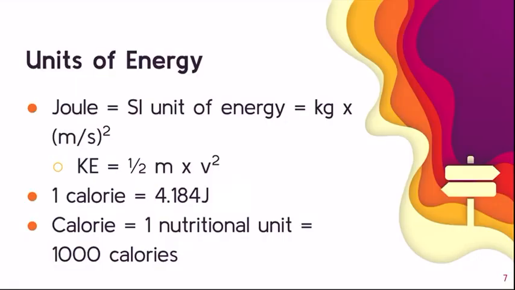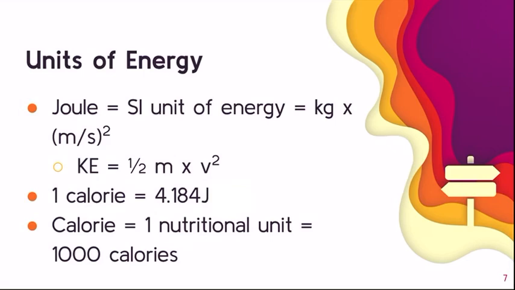So when we discuss thermochemistry, we discuss it in units of energy. Our SI unit of energy is the joule, which is kilograms meters squared per second squared. And we know that our kinetic energy is equal to 1/2 times mv squared. Another unit of energy that is not an SI unit, but is also very commonly used, is the calorie. The conversion factor is that 1 calorie is 4.184 joules.